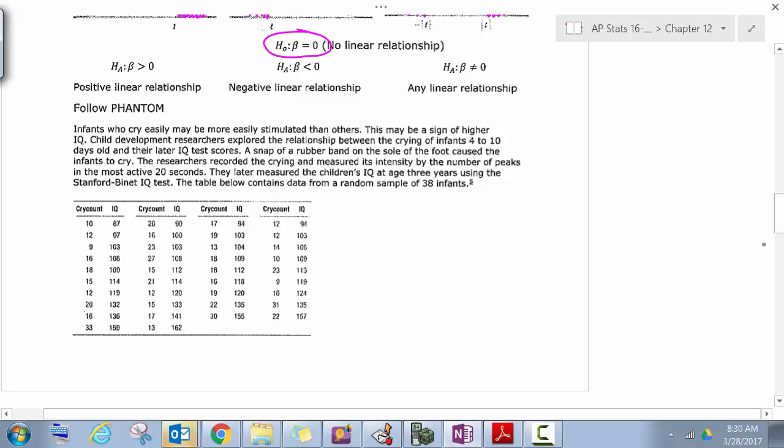Infants who cry easily may be more easily stimulated than others. This may be a sign of higher IQ. So, kind of bogus, they snap a rubber band on the sole of a foot and cause the infants to cry. The researchers recorded the crying and measured its intensity by the number of peaks in the most active 20 seconds. They later measured the children's IQ at age 3 years using the Stanford-Binet IQ test, just a standard IQ test. The table below contains data from a random sample of 38 infants. So 38 minus 2 is our degrees of freedom.